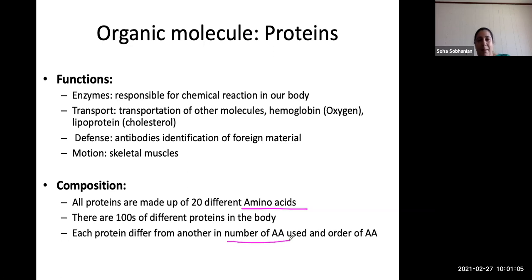So in an exam, if I ask you the question, what makes one protein, okay, I'm going to type it. What makes one protein different from another protein?